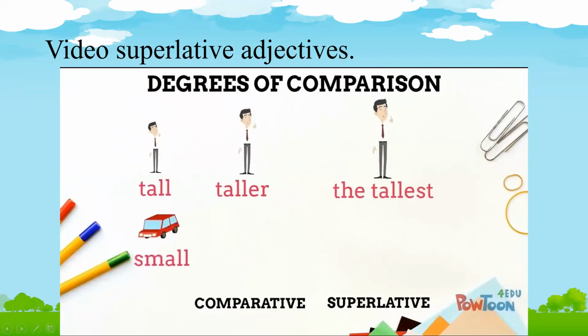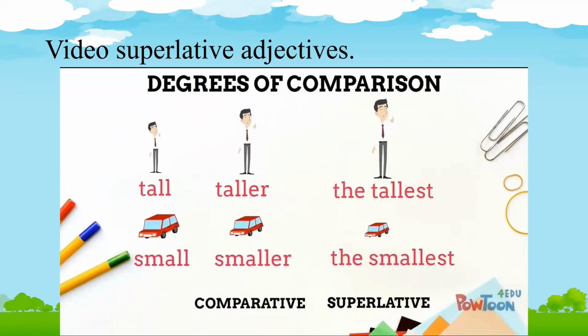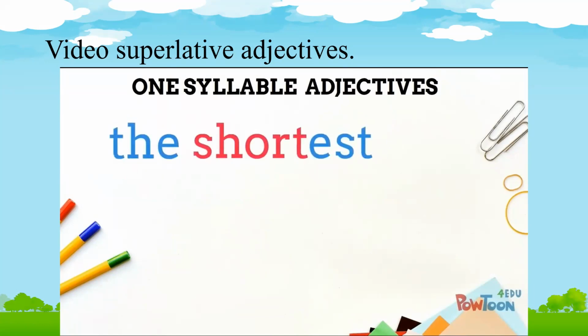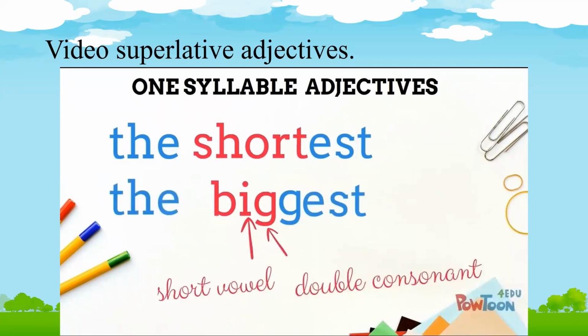Tall, taller, the tallest. Small, smaller, the smallest. You already know about the comparative form of adjectives. Adjectives in the superlative form express the highest degree of a certain quality. We make the superlative form of one-syllable adjectives by adding the suffix -est and the definite article the before the adjective, the shortest. If the adjective has a short vowel, we must double the consonant, add the suffix -est and the definite article the: the biggest.